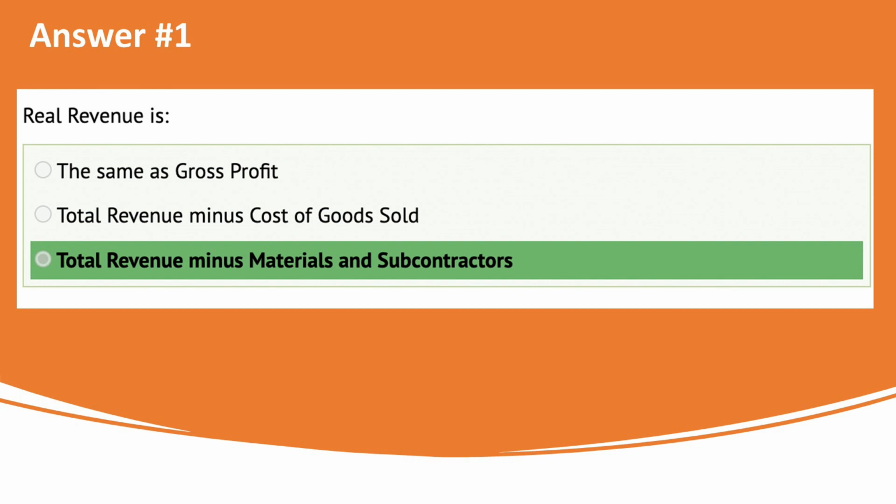Real revenue is total revenue minus materials and subcontractors. So in Profit First, your allocations are based off of your real revenue number. So you're going to take your total sales minus your materials cost. Some say that's cost of goods, minus your subcontractor costs. And that is your real revenue number. And your real revenue number is what you do your allocations off of.